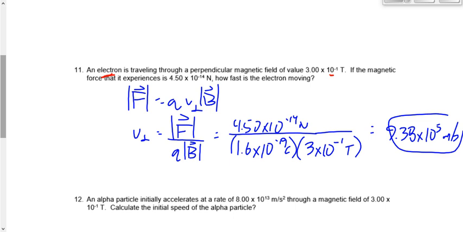Usually charges move at 10 to the 5, 10 to the 6 meters per second. They can move a lot slower, and they can even move up to 3 times 10 to the 8 meters per second, the speed of light. But this is right in the range that is most common, 10 to the 4, 10 to the 5, 10 to the 6 for moving charges. All right? Good?